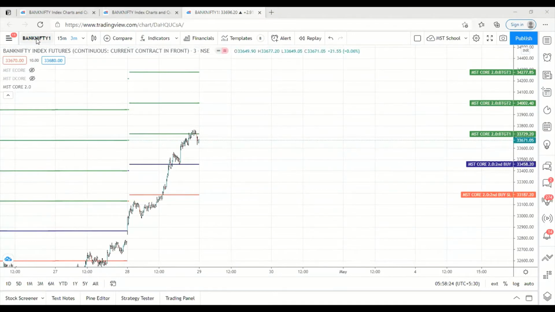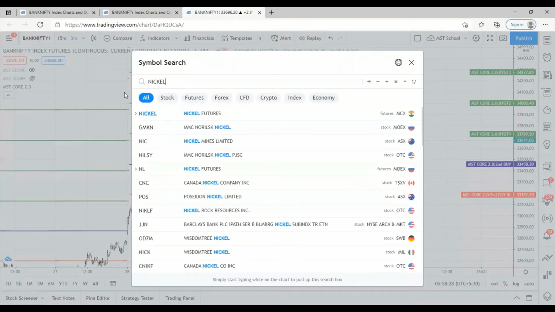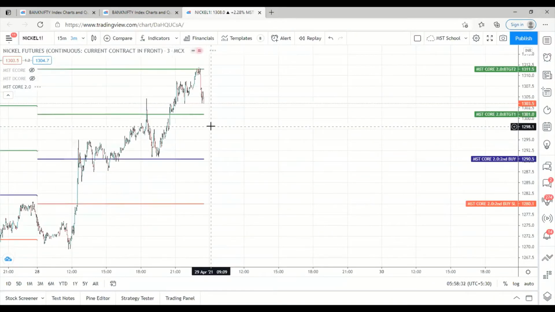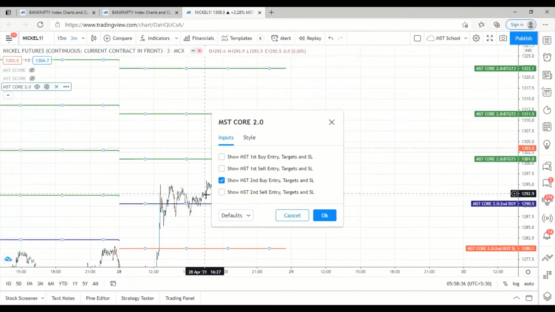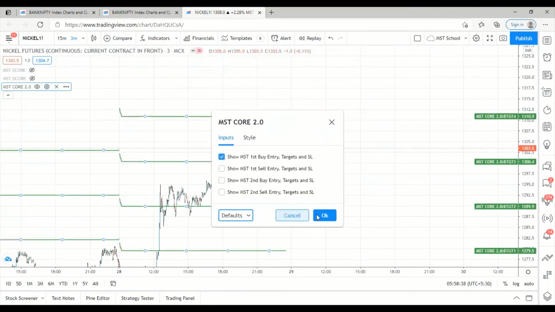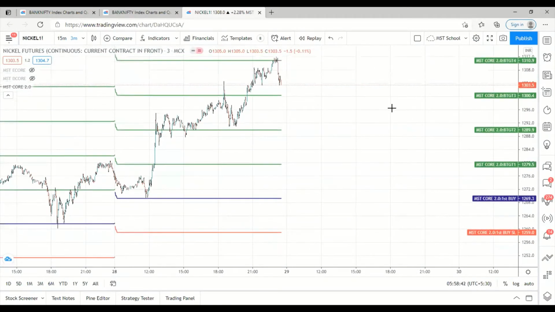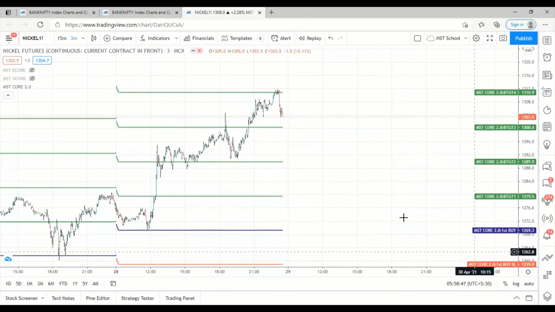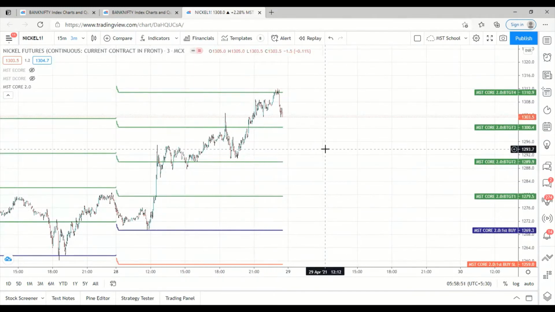Now I will check the other script also. Nickel. I'm just checking randomly. So in nickel, what happened? I have to keep the default, so I'm resetting to the default settings. See here. First buy activated at 1269.3. First target done, second target done, third target done, and fourth target also done.